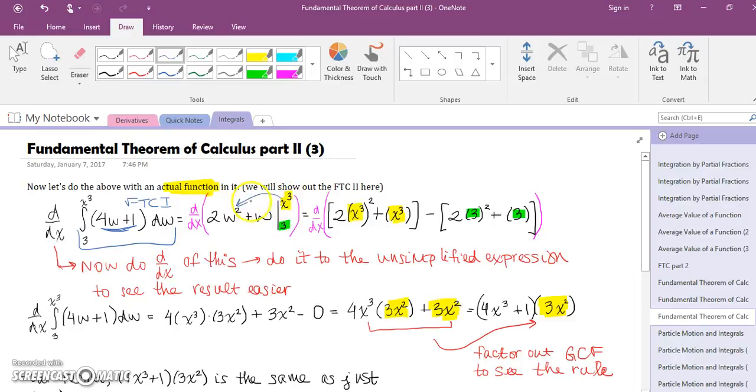I'm going to plug the endpoints in, and I'm left with this. So this is all FTC Part 1 in action.